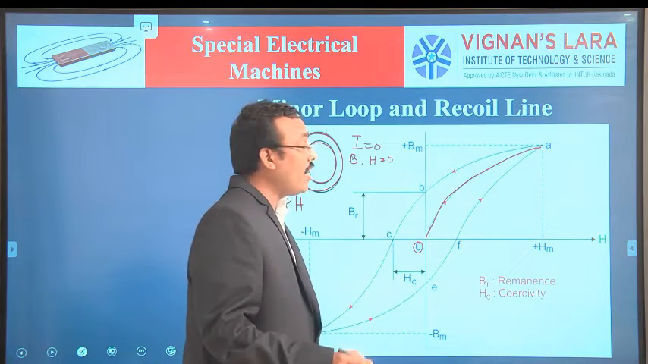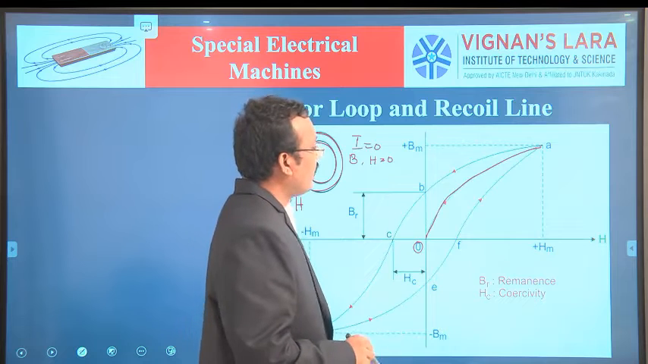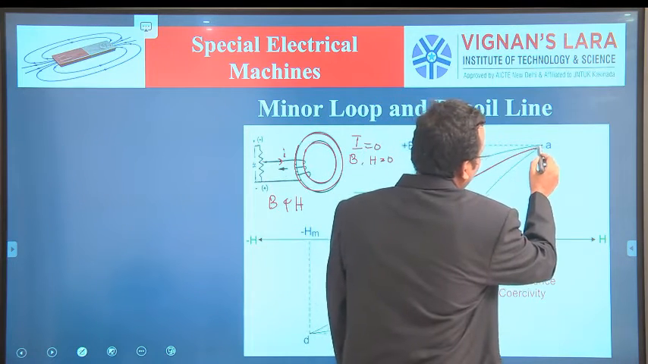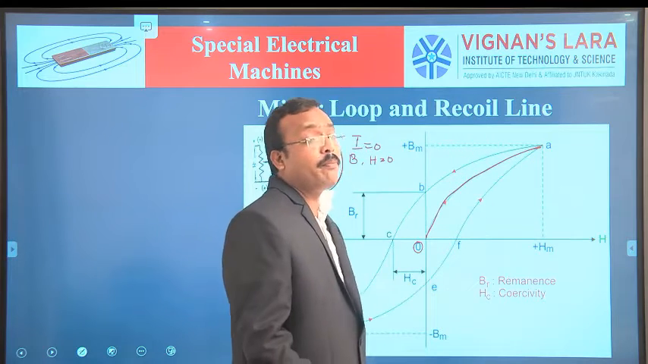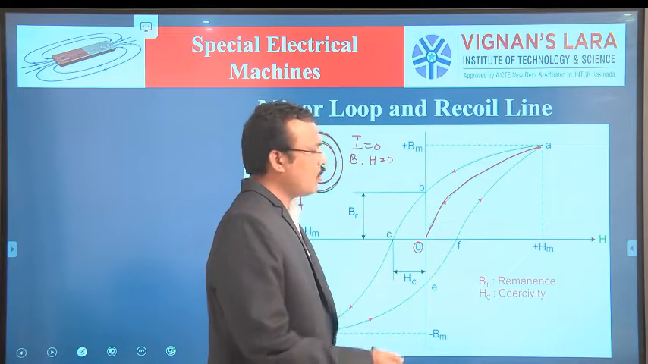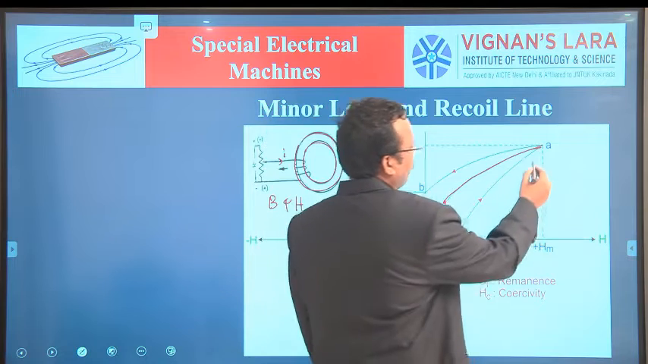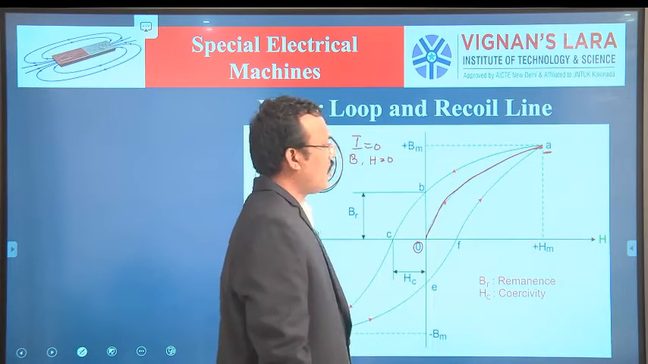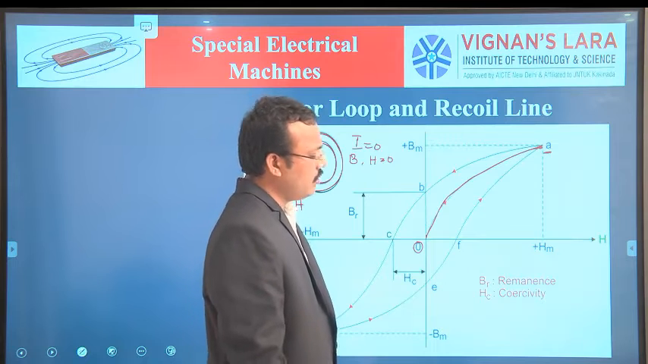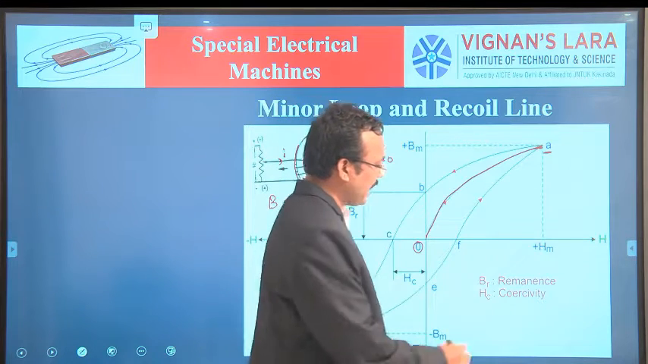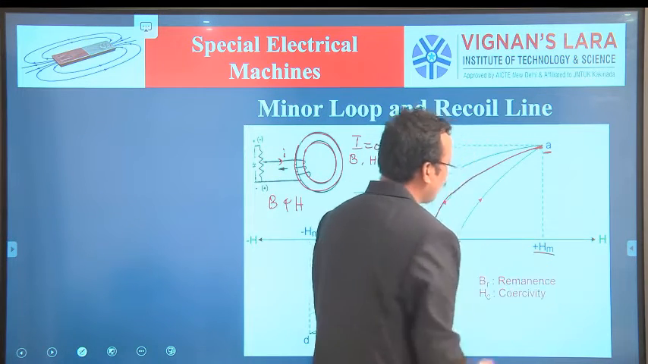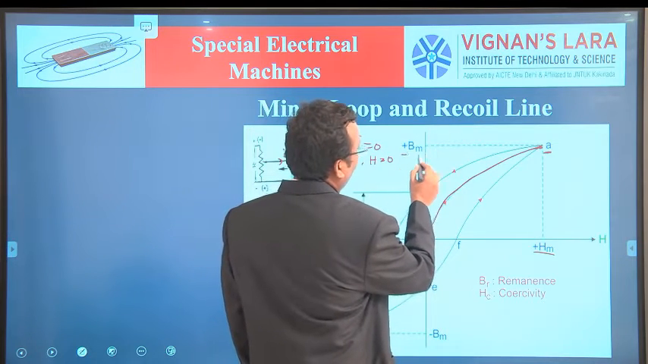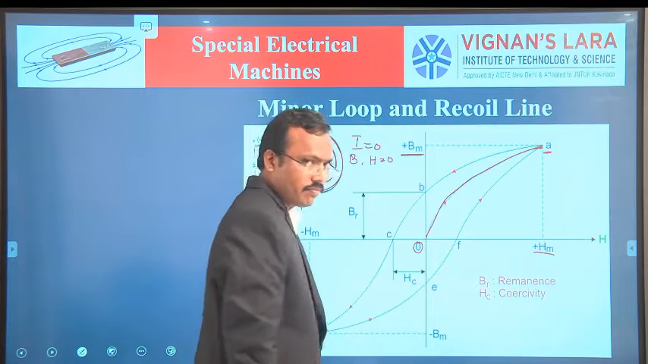At a certain value of the current I, both B and H reach the saturation point. This point is called A. The corresponding point on the x-axis is the maximum magnetizing force, and the corresponding point on the y-axis is the maximum flux density of the magnetic material.